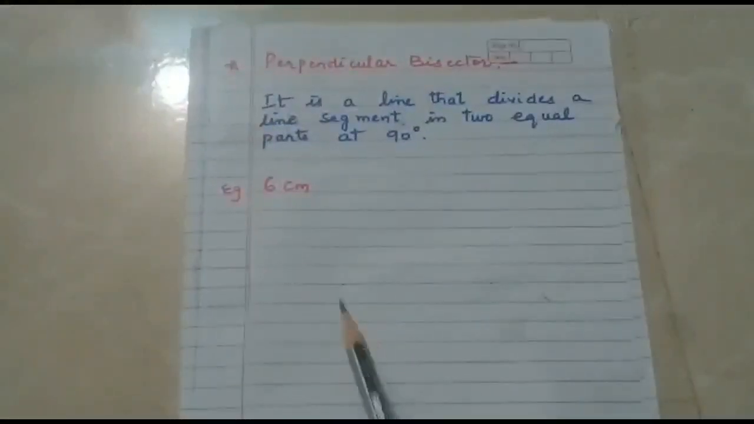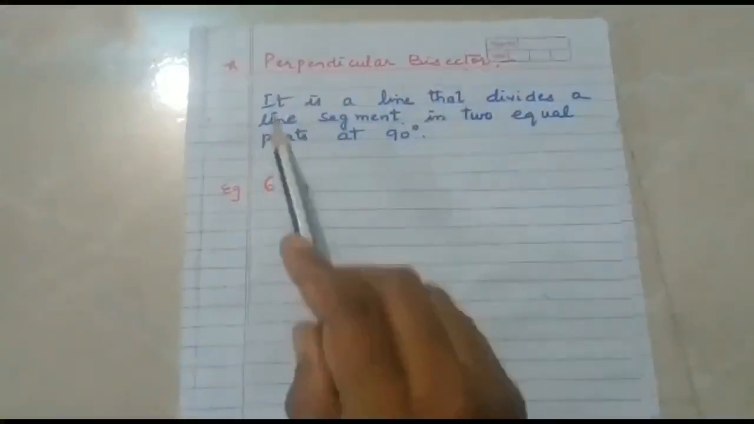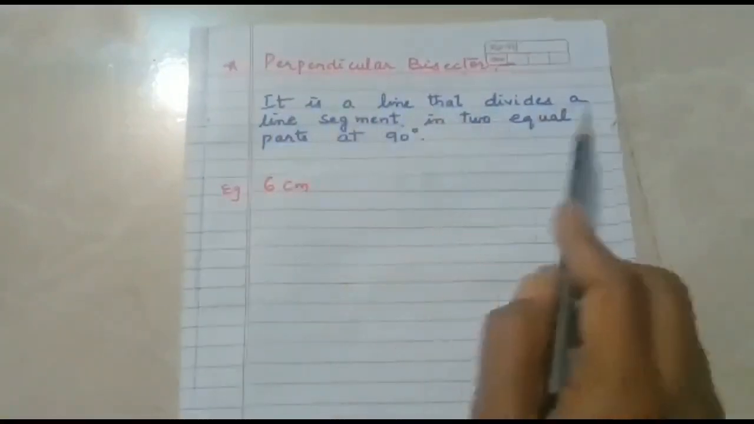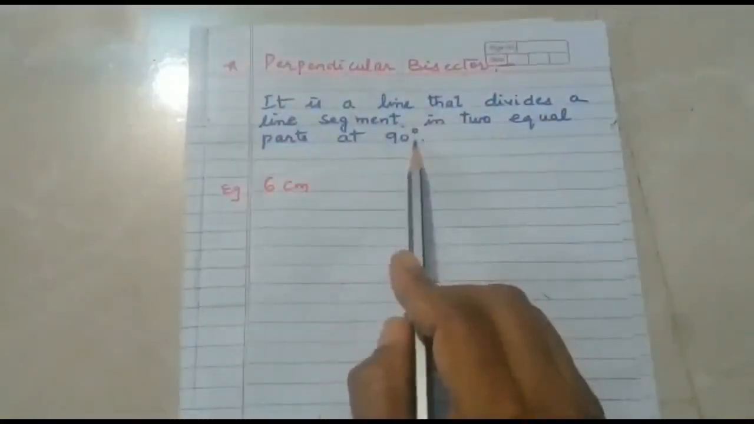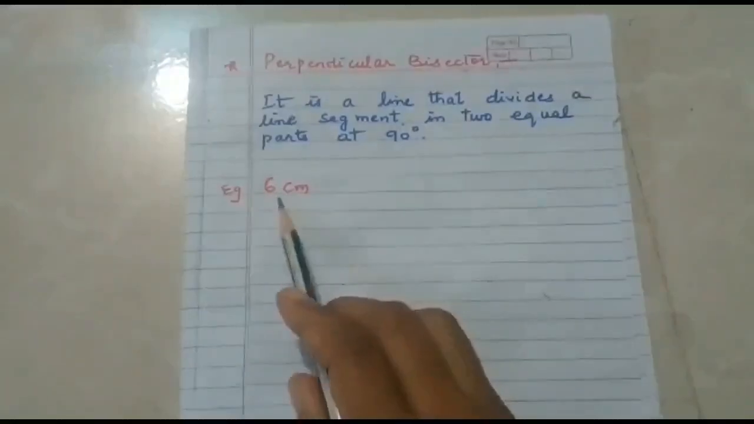Now our next subtopic is perpendicular bisector. What is it? It is a line that divides a line segment into two equal parts at 90 degrees. Now I'll demonstrate how to draw a perpendicular bisector for a given measurement of 6 centimeters.